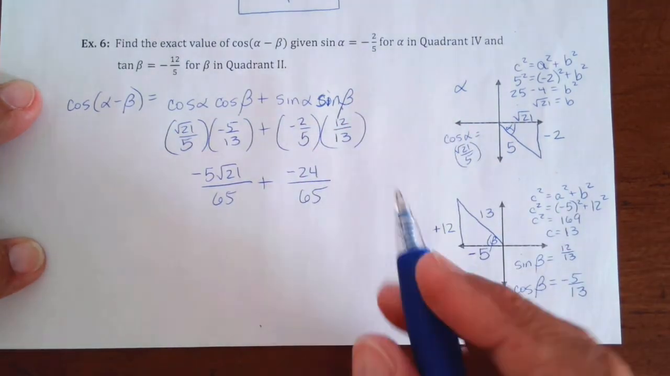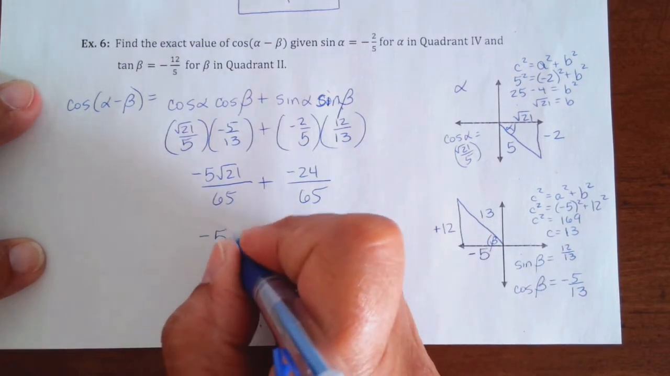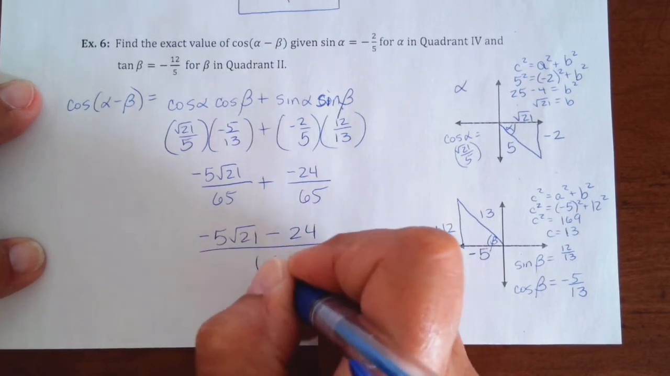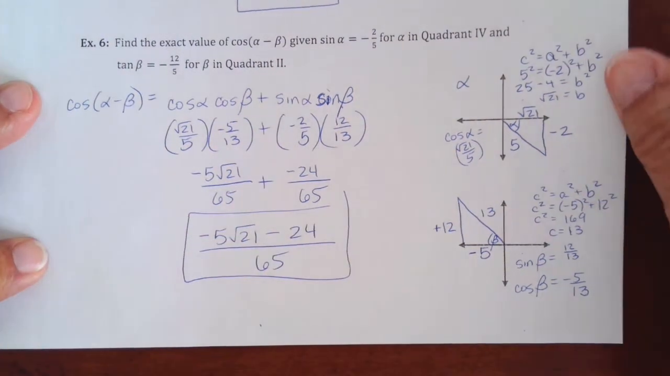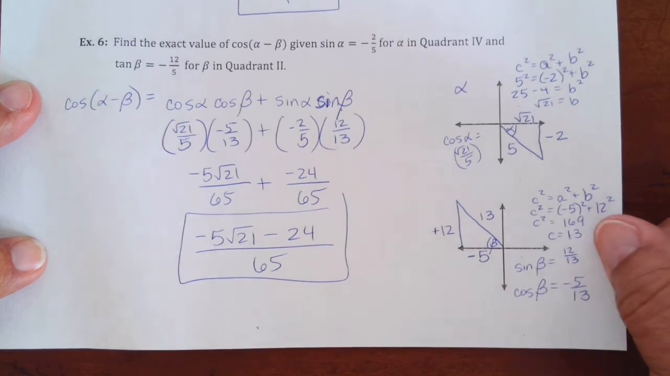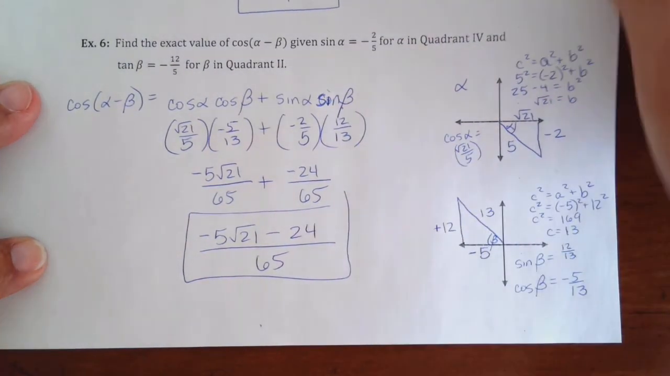So again, now we can simplify. You're always going to get a common denominator there, so that's nice. So negative 5 square root of 21 minus 24 over 65. These answers are going to start looking much different than the other ones because these numbers are not on the unit circle. But nothing is new here. We still know how to find these. We've already done those. You just have to plug them into the right formula.